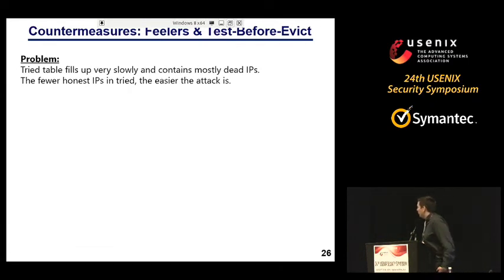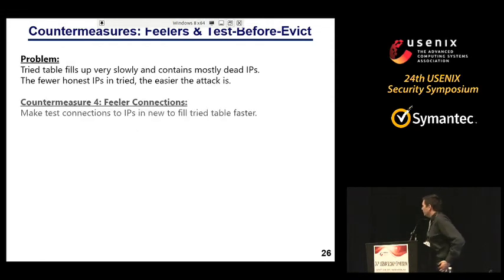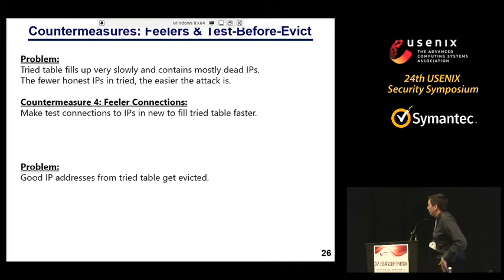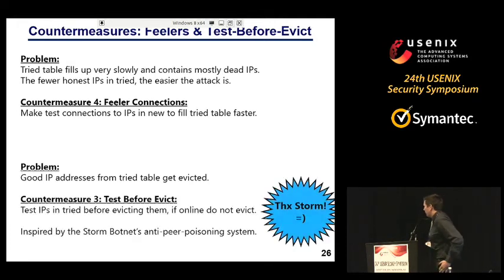An additional problem we face is that in our realistic scenario, the tried table filled up very slowly. So we have feeler connections. A feeler connection takes IPs from new, verifies that they are in fact online Bitcoin nodes, and then adds those IPs to the tried table to fill up the tried table. Another problem is that good, honest IPs are evicted from the tried table. So we have a test before evict. We test IPs in the tried table. If they're online, we don't evict them. We actually borrowed this from the Storm botnet's anti-peer poisoning system.